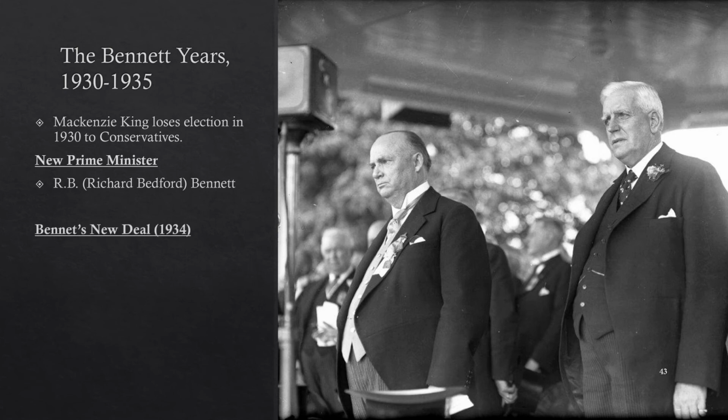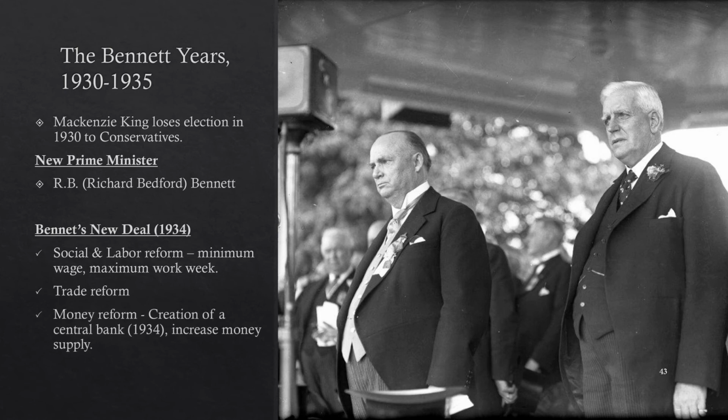In 1934, Bennett proposed his own version of the New Deal, similar to what was being enacted in the United States. Bennett's New Deal included social and labor reform, a minimum wage, and a maximum work week. He also proposed trade reform and monetary reform, the creation of a central bank in 1934, and an increase in the money supply. All of this represented a massive change in the way governments dealt with the economy. This was a massive government intervention in the economy. And it was a number of measures that were being enacted by governments around the world desperate to turn the tide of the Great Depression.